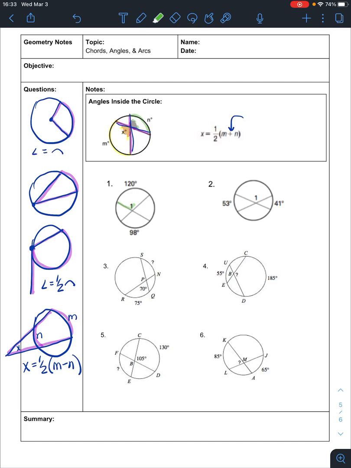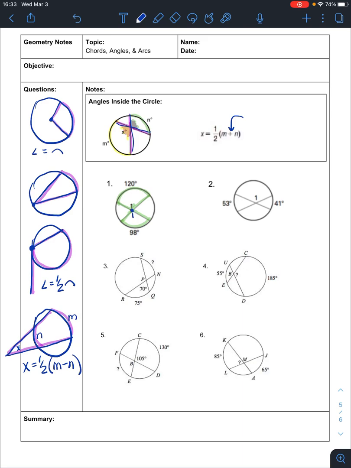So let's look. We've got angle 1. Here I'm going to trace. There's angle 1, and that's also angle 1. Let me put a little 1 over here so we can see it. And that's not an angle measure, that's just an angle name. So on this side, it intersects the 120-degree arc, and on this side, it intercepts the 98-degree arc.